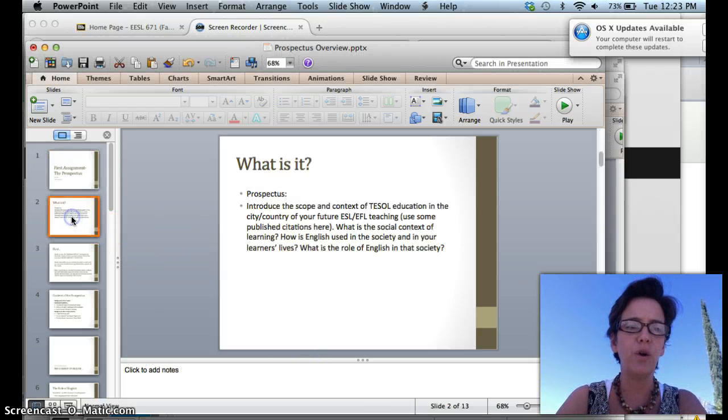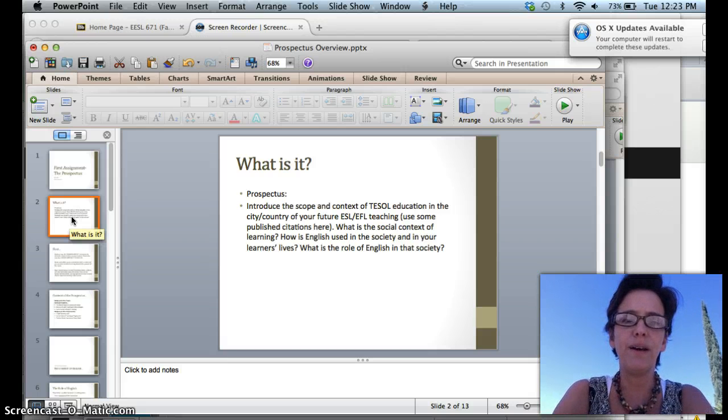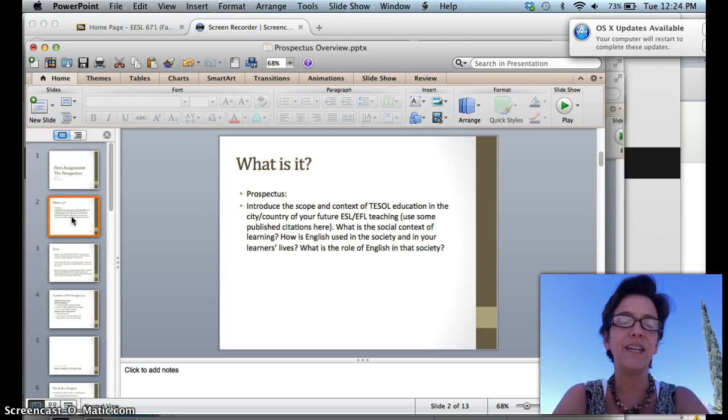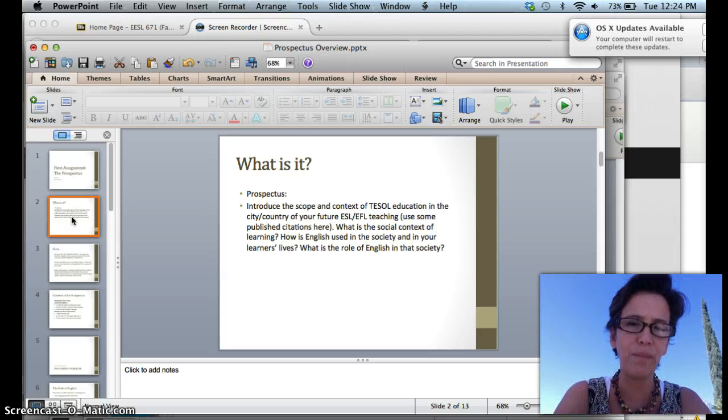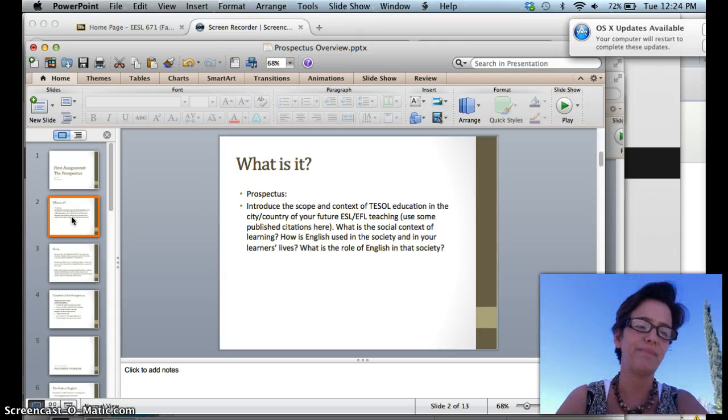So first of all, what is it? Well, the prospectus is basically a paper that is going to provide an overview and introduce the scope and context of TESOL education in the city or country or society of your future teaching. You're going to use some published citations and look up a little bit more information about the context. So you're going to talk about what is the social context of learning, how is English used in the society and in your learners' lives, and what is the role of English in that society.